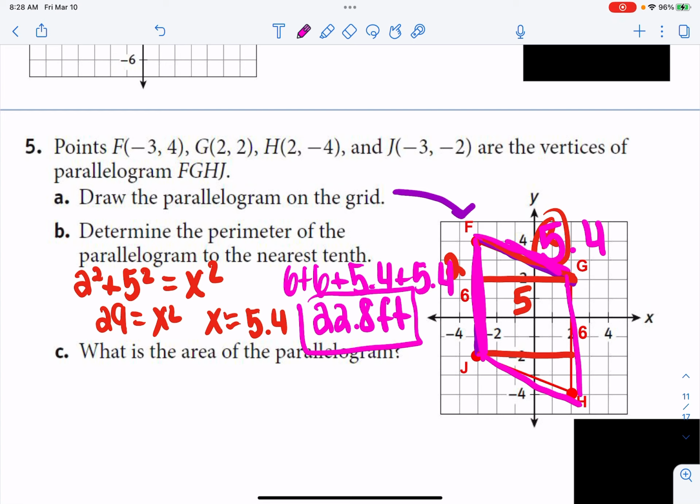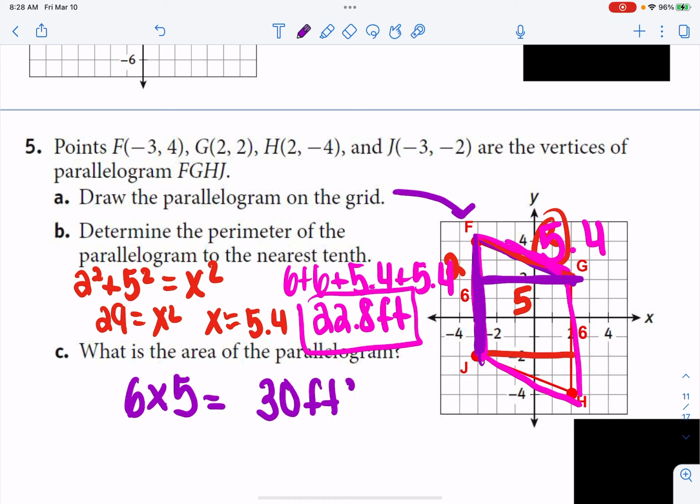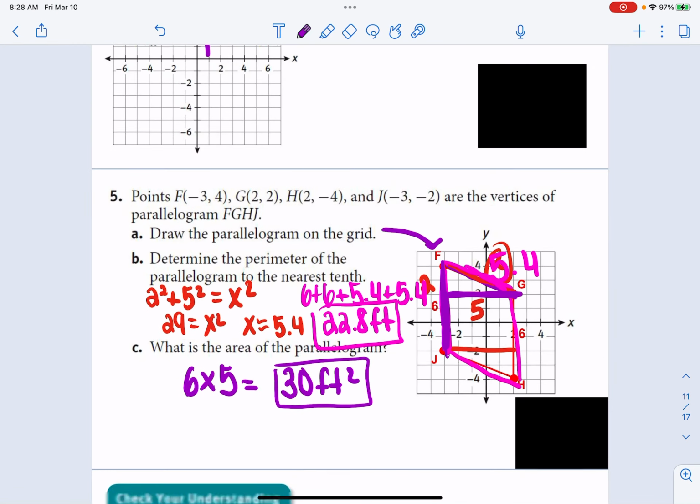And then it says, what is the area of the parallelogram? Okay, so the area, remember, is base times your perpendicular height. Your height is now 5. Your base is 6. You cannot take your slanted height, so you're just going to do 6 times 5, which is 30 feet squared. So that's how you would do that one.